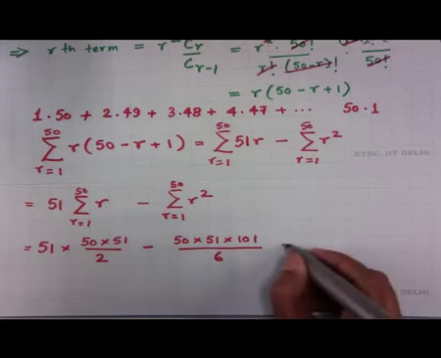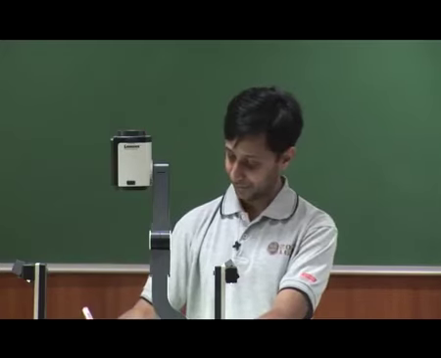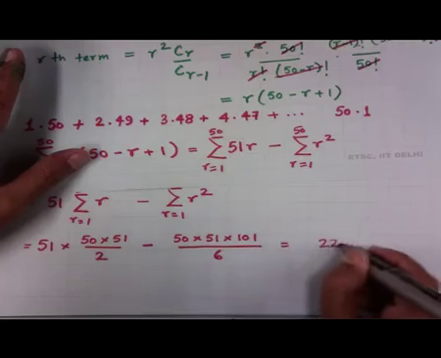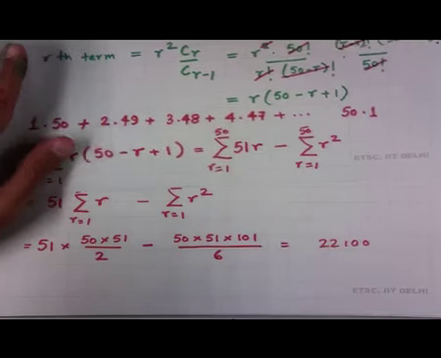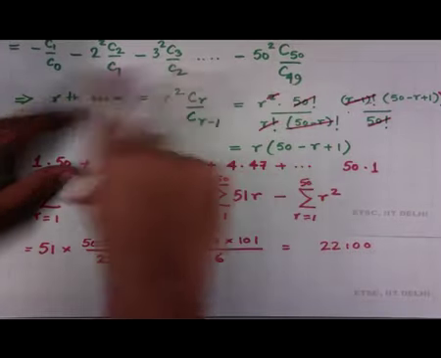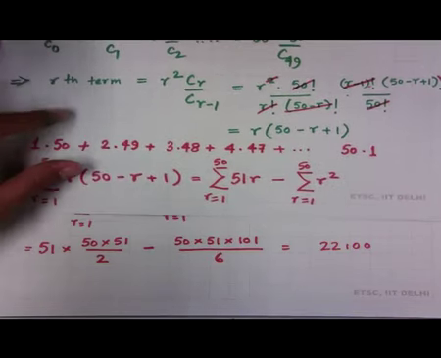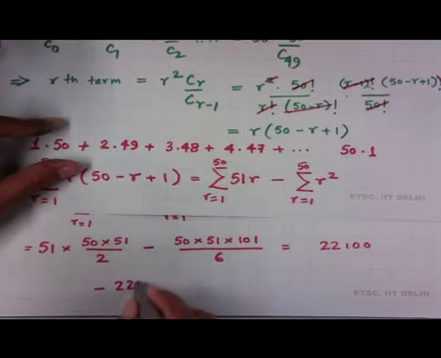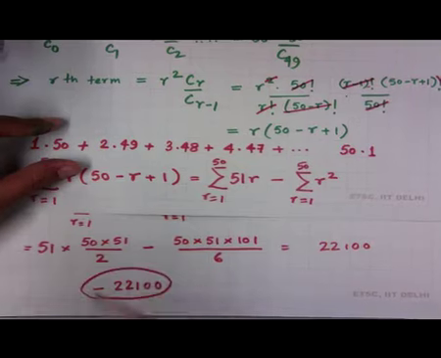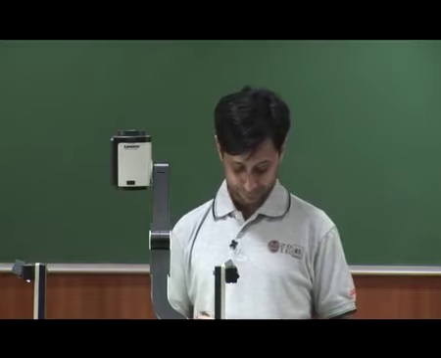Now, you just have to compute this out, right. You can do it. I believe the answer is 22,100, but then eventually you have to place a negative sign. Okay. So, the final answer is minus 22,100. Okay. Let us do one more.